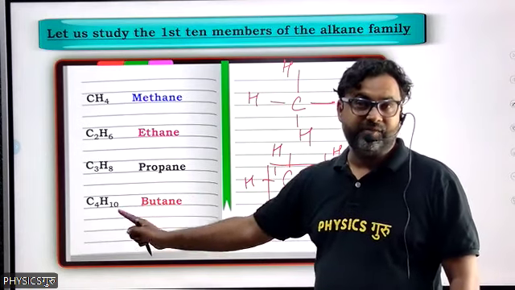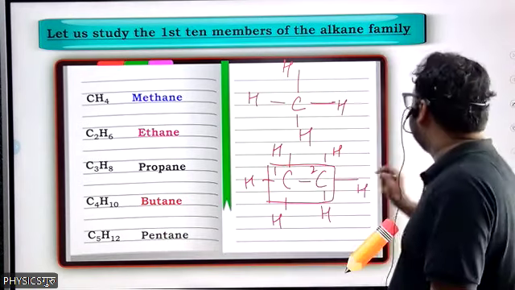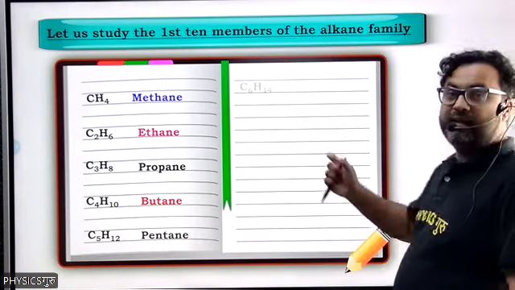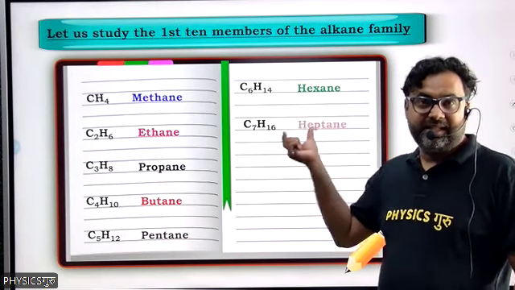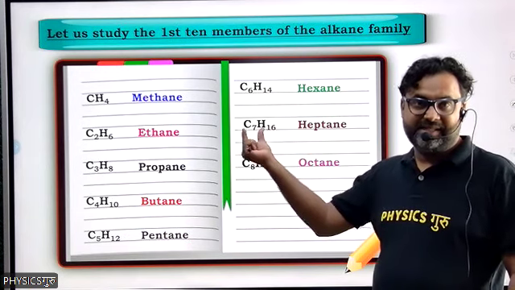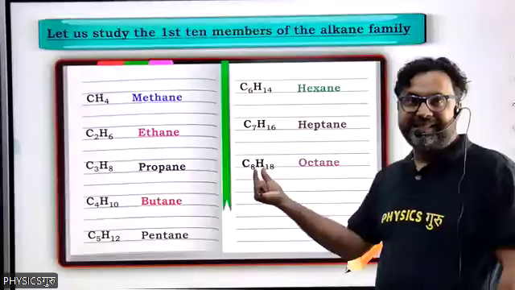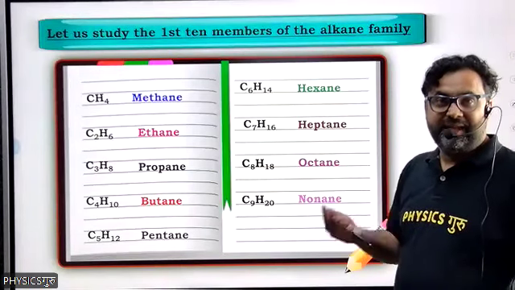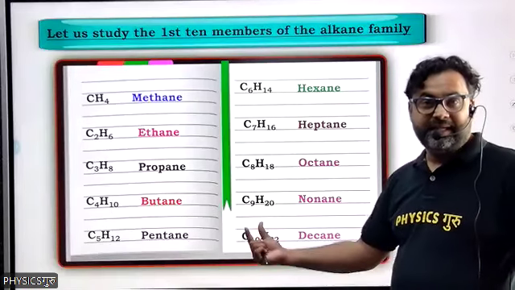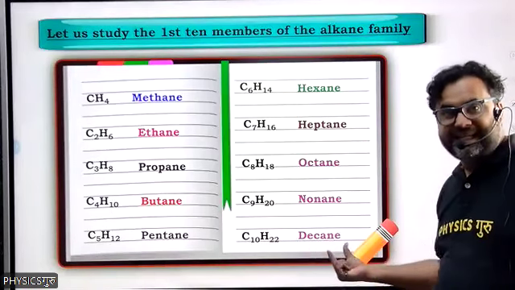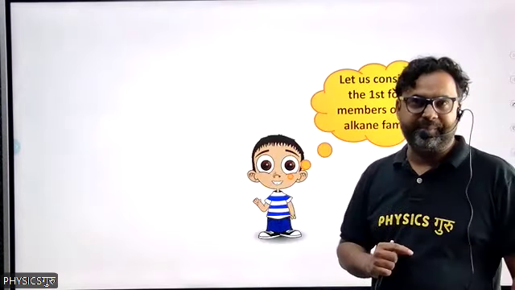Next, butane, C4H10 is butane. Next one is pentane, C5H12. Next one, C6H14, this is hexane. Then we have heptane, C7H16. Then we have octane, C8H18. Then we have nonane, C9H20. C10H22 is called decane, D-E-C-A-N-E, decane.